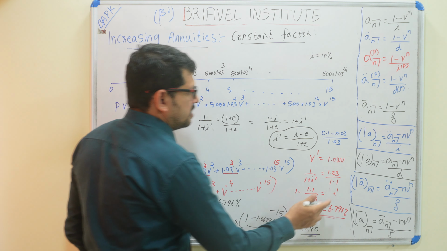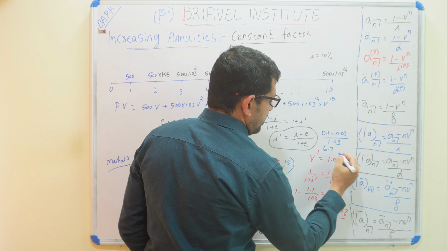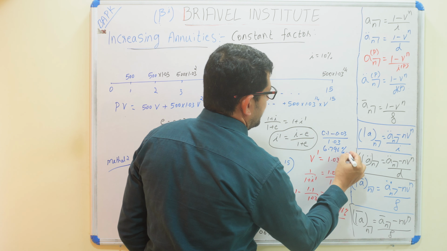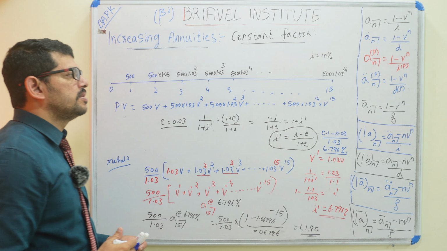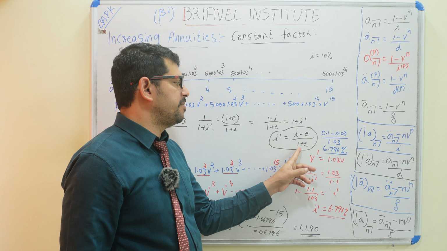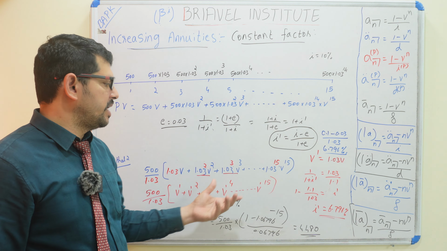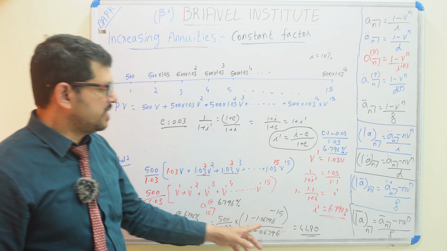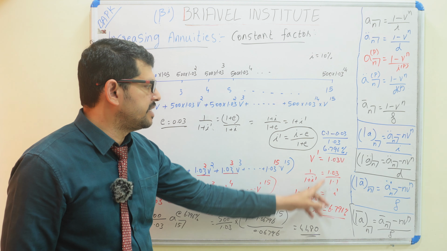So we will get the 6.796 percentage. So directly we can use this formula also: I dash is equal to I minus E divided by 1 plus E. This formula we can directly use here. So then also we will get what is the I dash.